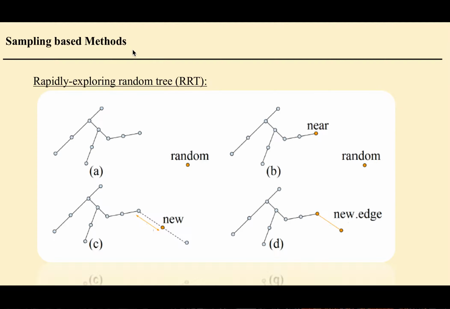The next method we're taking a look at is the sampling-based methods. We're going to start with the rapidly exploring random tree, abbreviated RRT. To have a robot go from an initial point to a goal point, we randomly generate configurations.